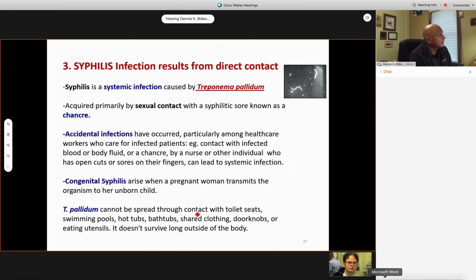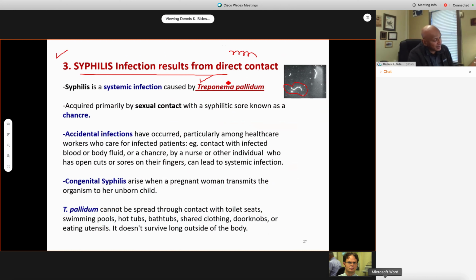Now, next on the list is syphilis. Syphilis, of course, is caused by a spirochete. And again, I know you know this because we talked about it in the lecture, but also in the laboratory. These are the organisms that look like a corkscrew. That's a spirochete. Treponema pallidum is the name of that organism.